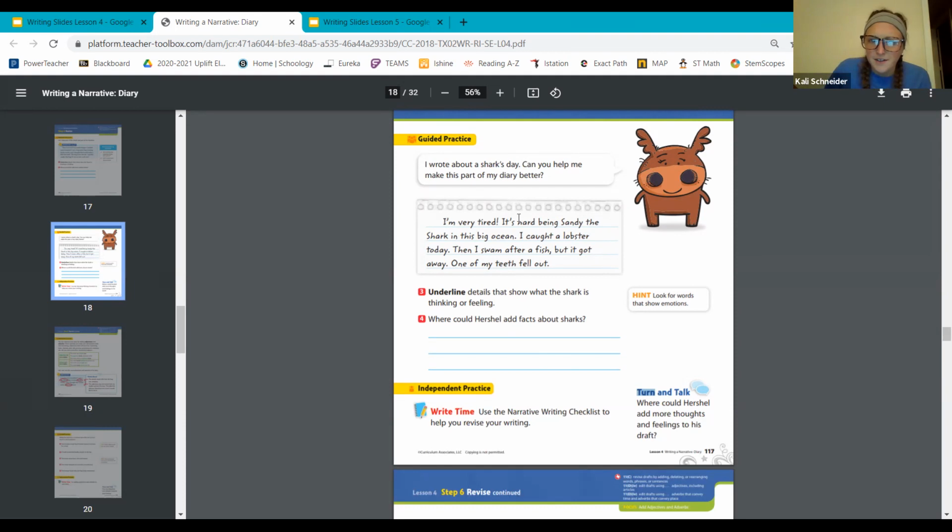I am very tired. It's hard being Sandy the shark in this big ocean. I caught a lobster today, then I swam after a big fish, but it got away. One of my teeth fell out.